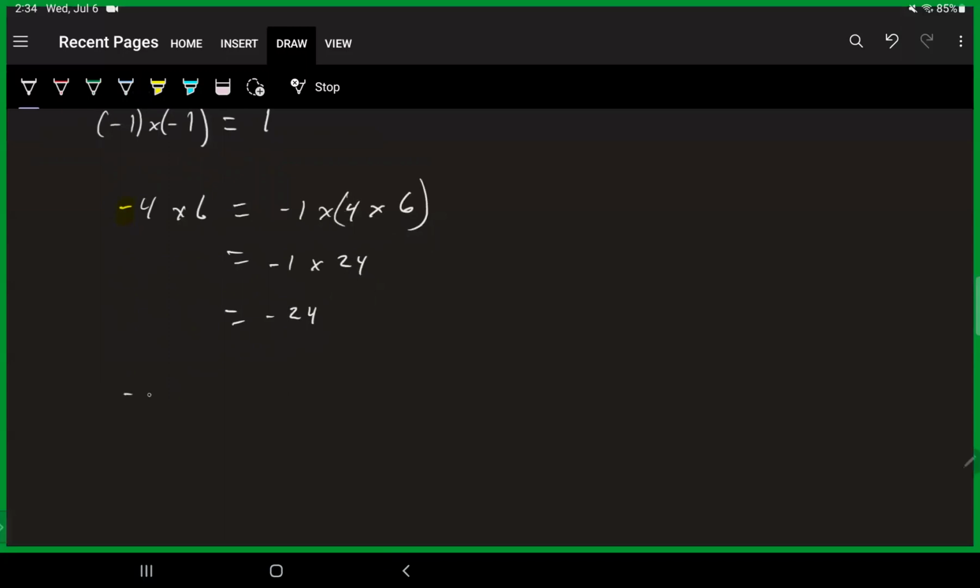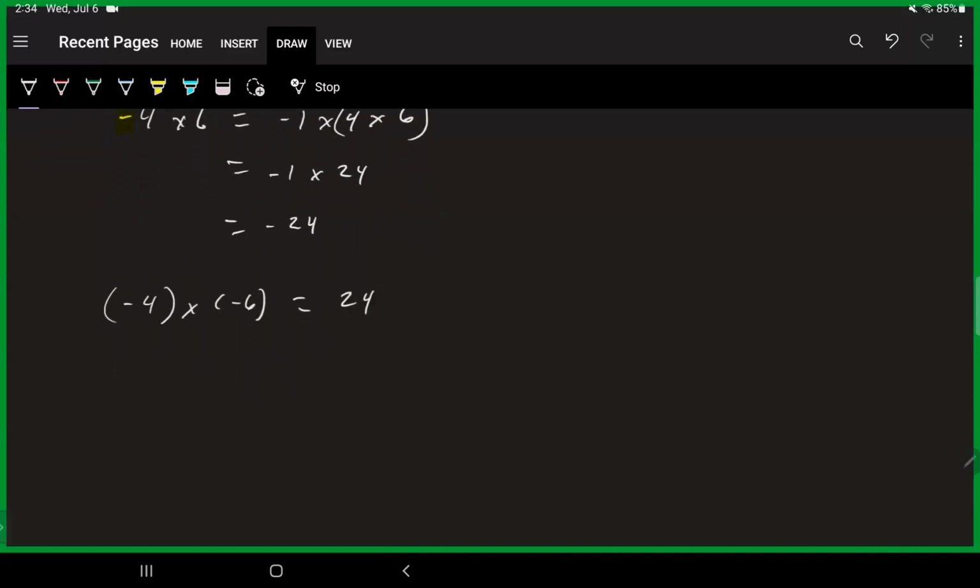If I were to look at -4 times -6, well, 6 times 4 is 24. We've established that. And I said -1 times -1 would be a positive. So that's going to give me 24.